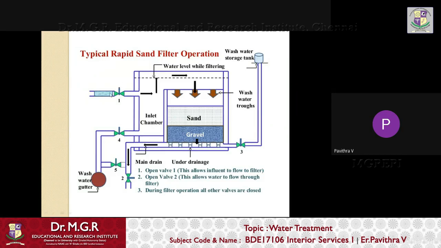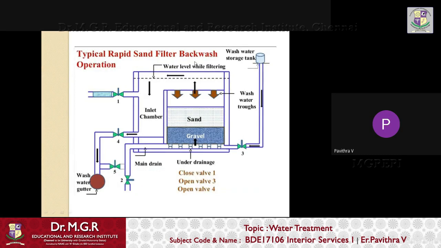In the filtration process, only valve 1 and valve 2 will be open, and all the other valves, that is 5, 4, and 3, will be closed in the filtration process, as it is mentioned here. Open valve 1, this allows the influent water to flow. Open valve 2, this allows the water to flow through the filter. During filter operation, all the other valves are closed. So valve 3, valve 4 and valve 5 will be closed in the filtration operation, and the other valves, that is 1 and 2, will be open.